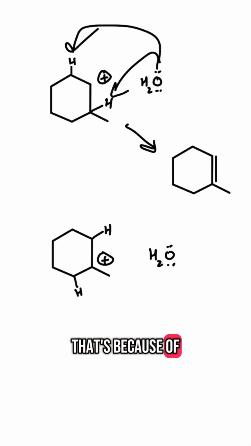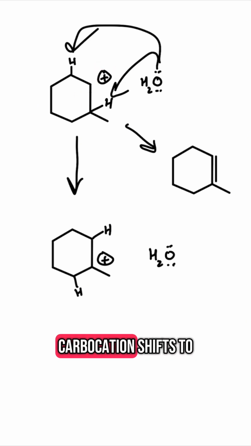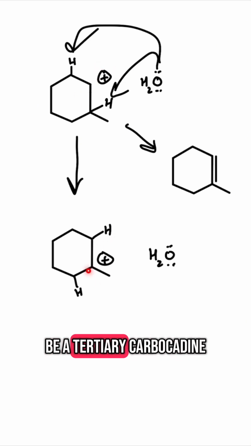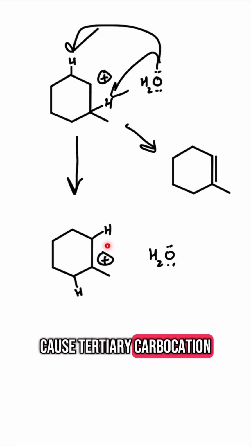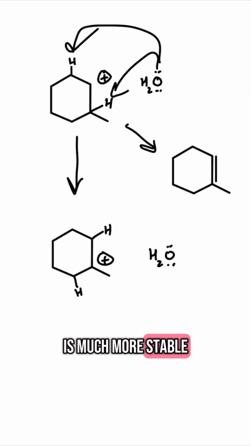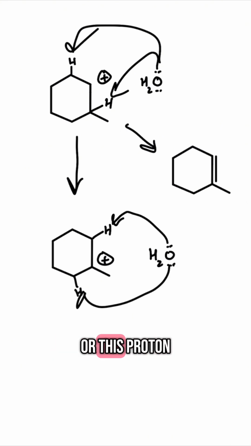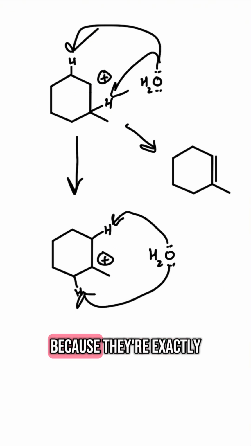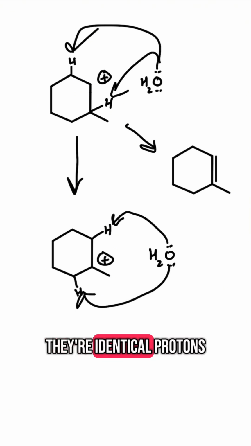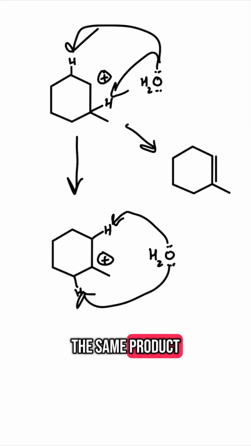and that's because of carbocation rearrangement. So what likely happens is that the secondary carbocation shifts to become a tertiary carbocation, because this tertiary carbocation is much more stable. And then what happens is our water here comes and plucks this proton or this proton. It doesn't really matter because they're exactly the same. They're identical protons and will lead to the same product.